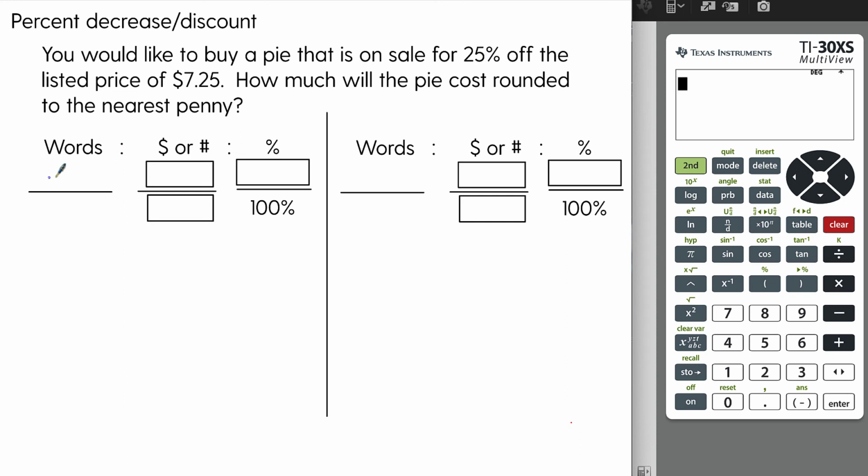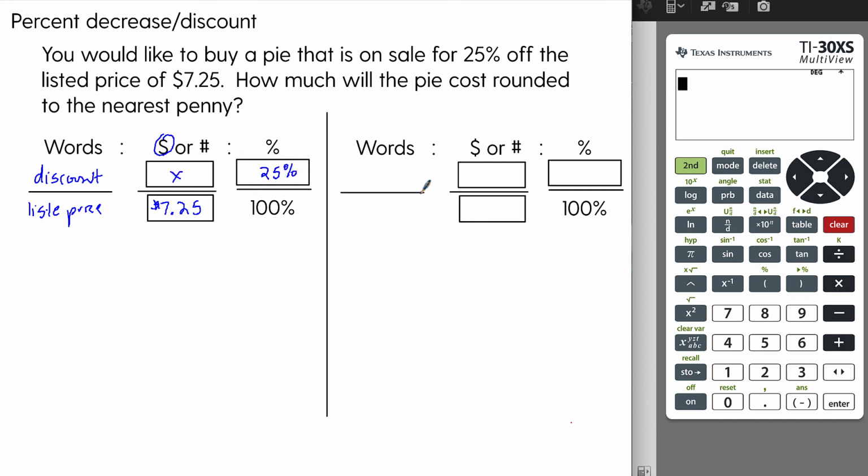And so if we mention up here the word discount, and then here is the listed price. And so here we're talking about money. Okay, and so the $7.25 goes here, $7.25. 100%, remember you always have to bring that. And then the 25% will go here. Okay, and then this will be what we're solving for.